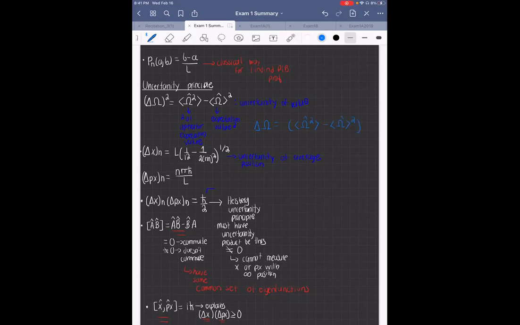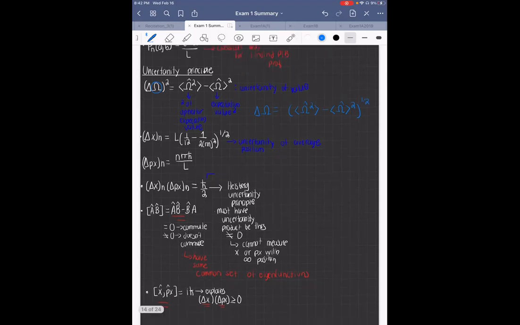Uncertainty is basically saying, how good is this expectation value I'm measuring? So if we were talking about x, we would find the expectation value for x squared, subtract the expectation value of x squared, and then take the 1/2 power. And these are just the uncertainties for different values for particle in a box.